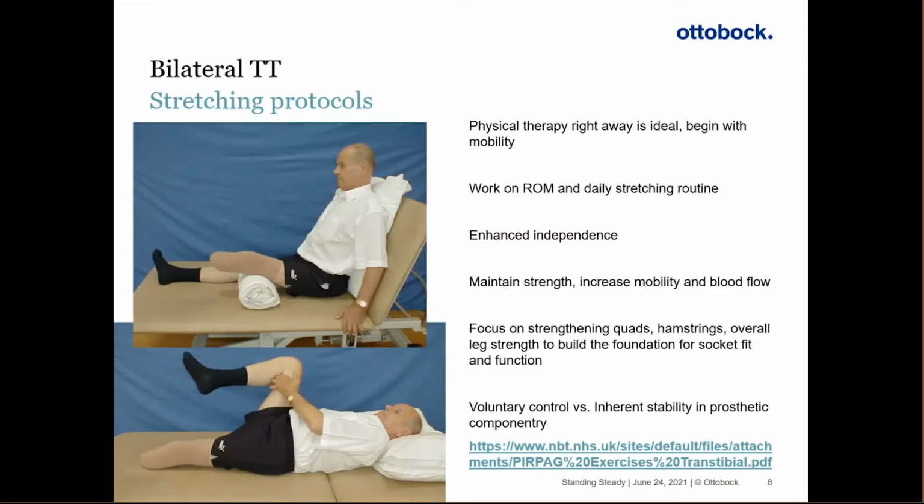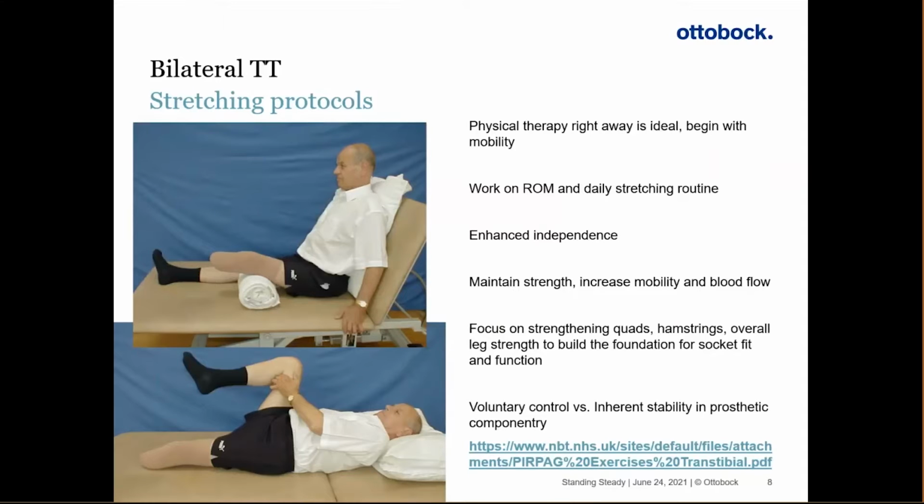We talked about the rehab process and physical therapy, and Aaron mentioned physical therapy A and physical therapy B, kind of that initial physical therapy. If they can get it right away, that's absolutely ideal. Beginning with mobility, working on range of motion and daily stretching, and that's probably going to be something that they continue to do. Most able-bodied people have some sort of regimen on a regular basis that they do some stretching, maybe they do some yoga, but that's all very important in making sure that we don't develop contractures for the bilateral users of the knee or of the hip.